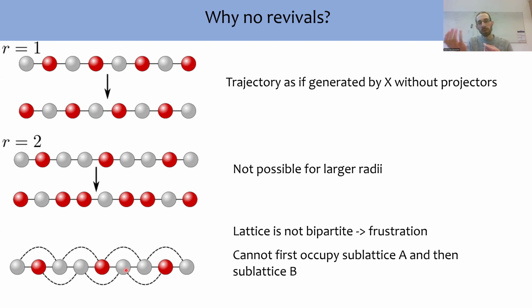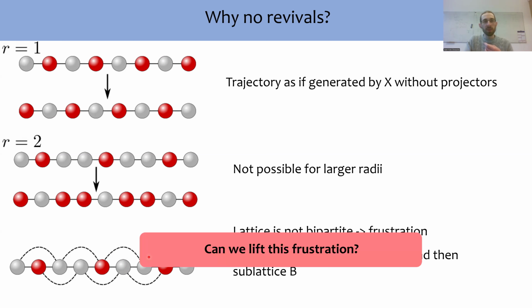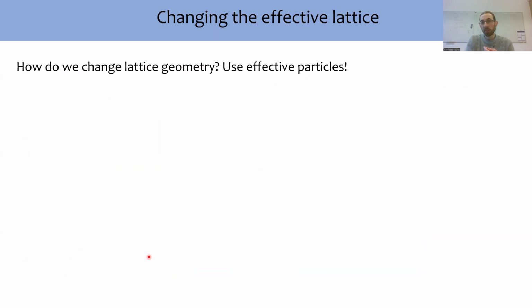So we really want a case where the lattice is bipartite, where I can have sublattice A occupied at first, then sublattice B, and I just oscillate between the two. So how do we relieve this frustration? Well, we make the lattice bipartite again, but we don't want to just rearrange the atoms, that would be kind of stupid. If I just take them further apart, I get back PXP, I get scarring, but that's changing the model. What we want instead is, instead of a normal lattice, an effective lattice, which is bipartite. And how do we get an effective lattice? Well, with effective particles.